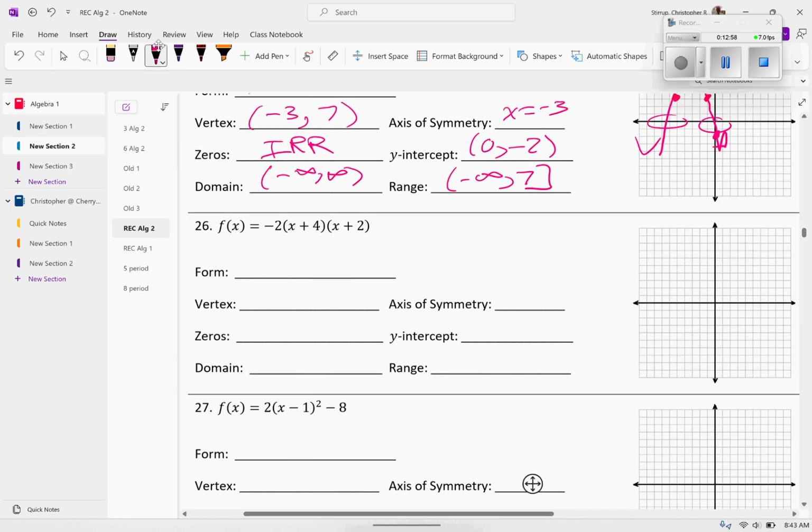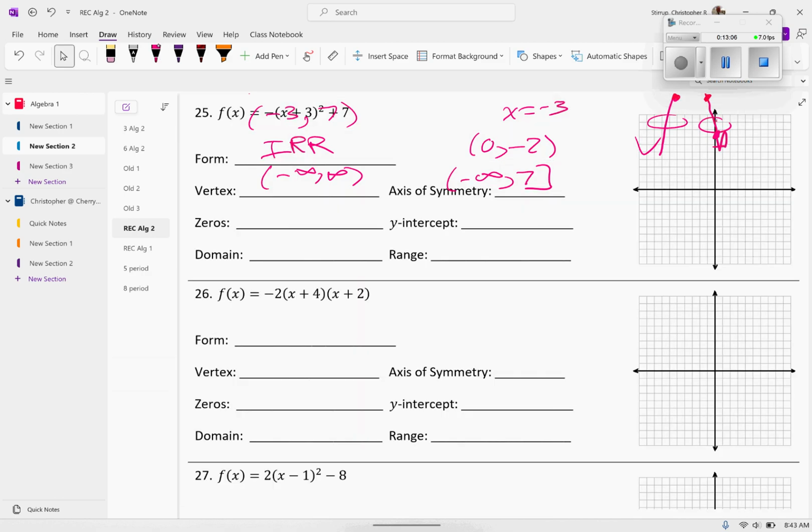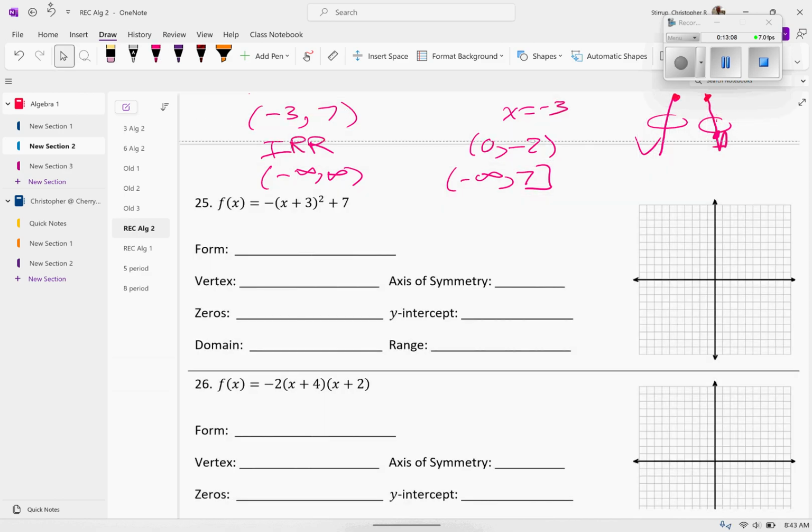This one is in, which form is this one? Intercept form. Oops, made a mistake.